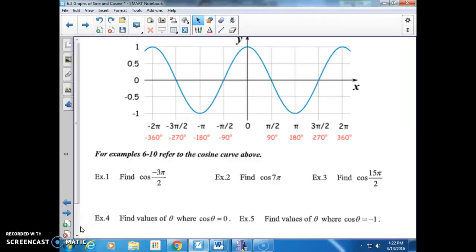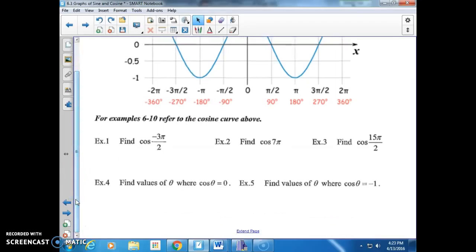Okay, this is the last video in the last section of your notes. I can only record 15 minutes at a time, so I hit right at 15, and I needed to create a new video for this last section. It says examples 6 through 10, but these are examples 1 through 5.